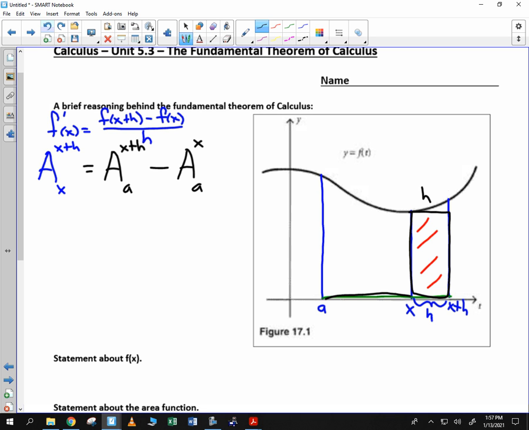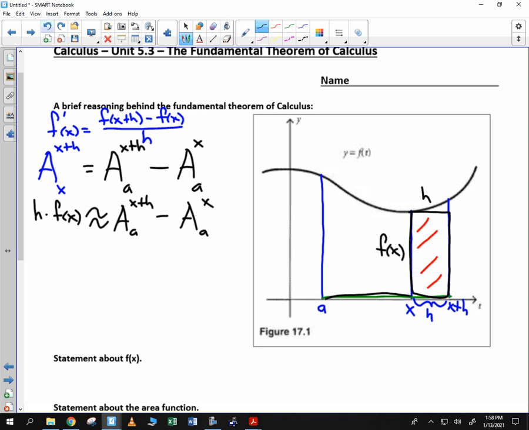In order to determine the height, I plug in x and I get f of x. That's the height. So in other words, that area is approximately h times f of x, which is approximately the area from a to x plus h minus the area from a to x.